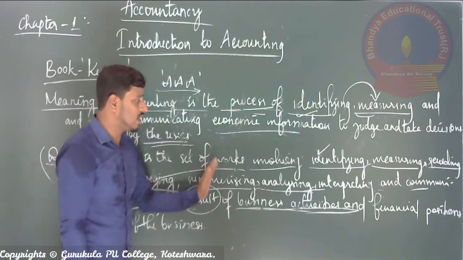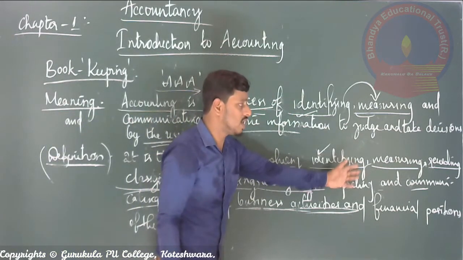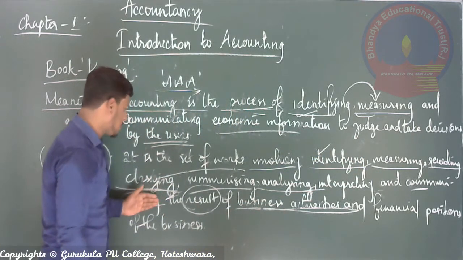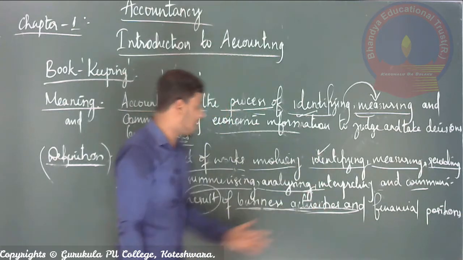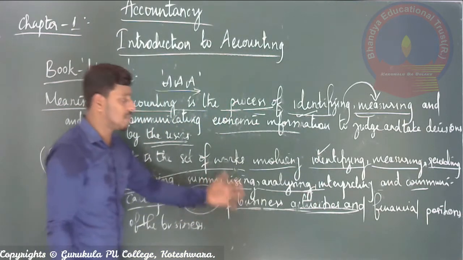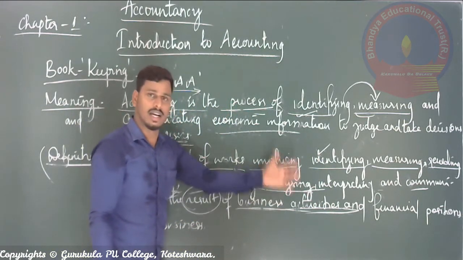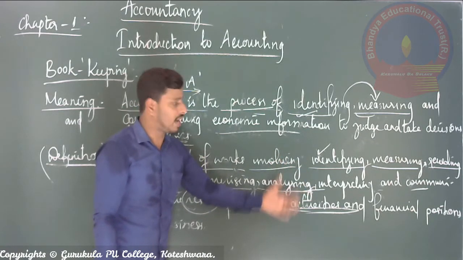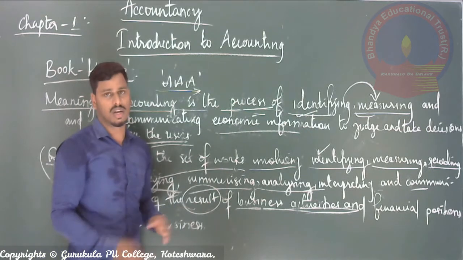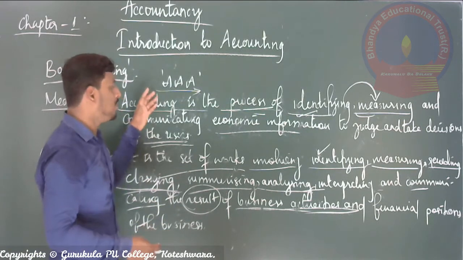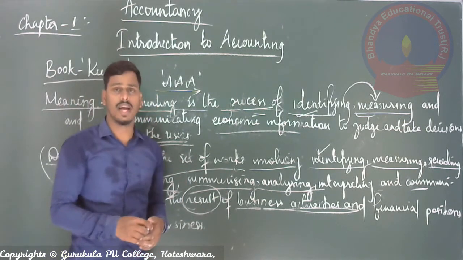So it is a set of identifying, measuring, recording, classifying, summarizing, analyzing, interpreting, and communicating the various business activities. It is done here to judge the financial position of the business as well as the result of the business organization. So this is the meaning as well as definition of accounting.